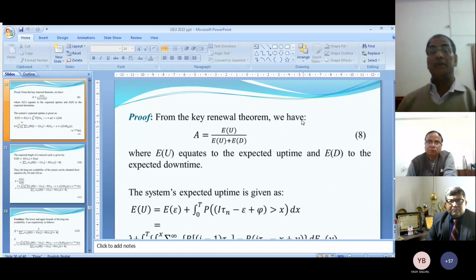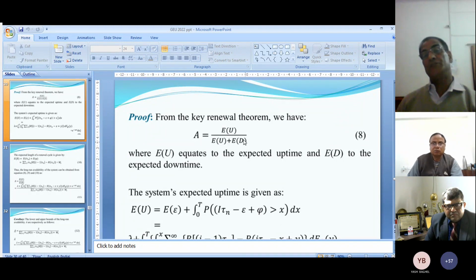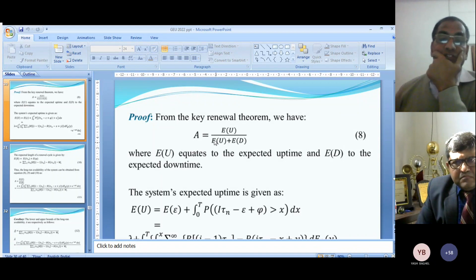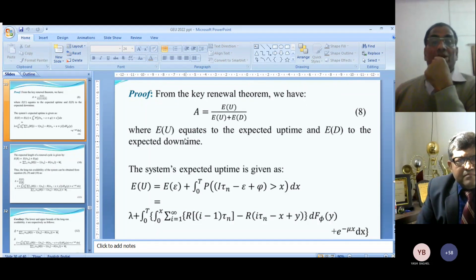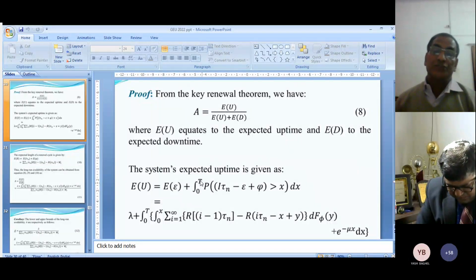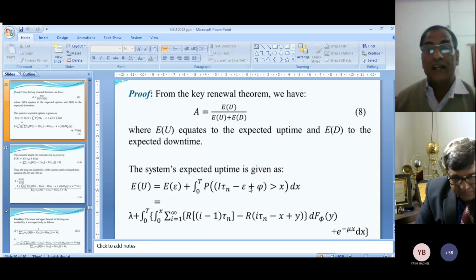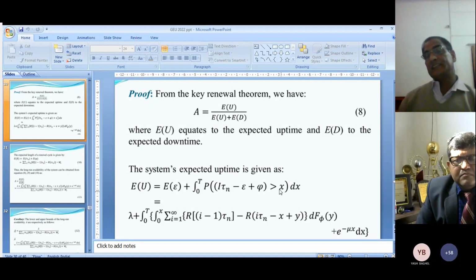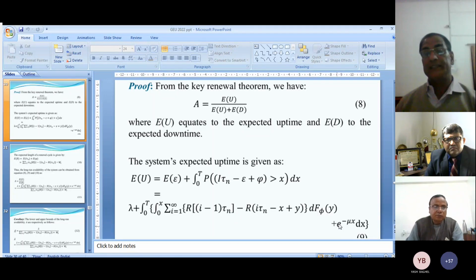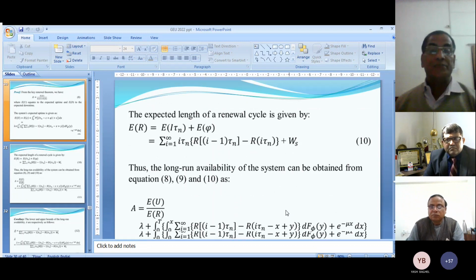With the help of the renewal theorem, the long run availability is the expected uptime over expected uptime plus expected downtime. The combination of up and down times makes one complete cycle. Now again, the expectation of uptime is the expectation of epsilon, the system's lifetime, plus the integral from 0 to t of the probability that tau_n minus epsilon plus phi is greater than x, where x is the random variable used for the failure. With the help of the statistical properties and the queuing models, this may further be expressed like this, which can be simplified to this.